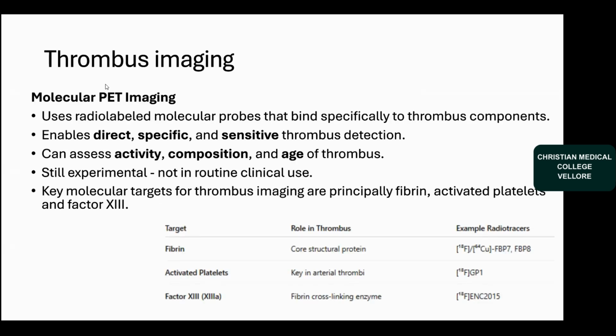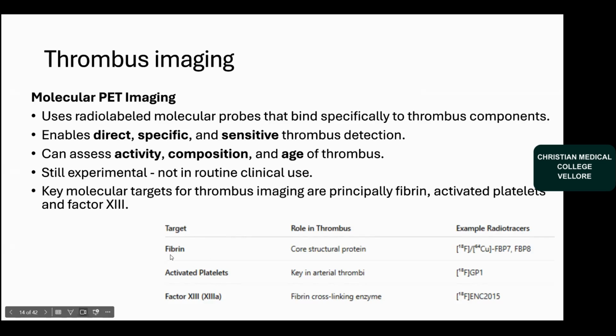So in molecular PET imaging, we use radiolabeled molecular probes that bind specifically to thrombus. This will increase the sensitivity and specificity of thrombus detection. And we can also assess the age of the thrombus, whether it's active or acute, or a chronic thrombus. And also we can assess the activity and composition. So it is still experimental, not in routine clinical use. So these are the commonly used radiotracers.